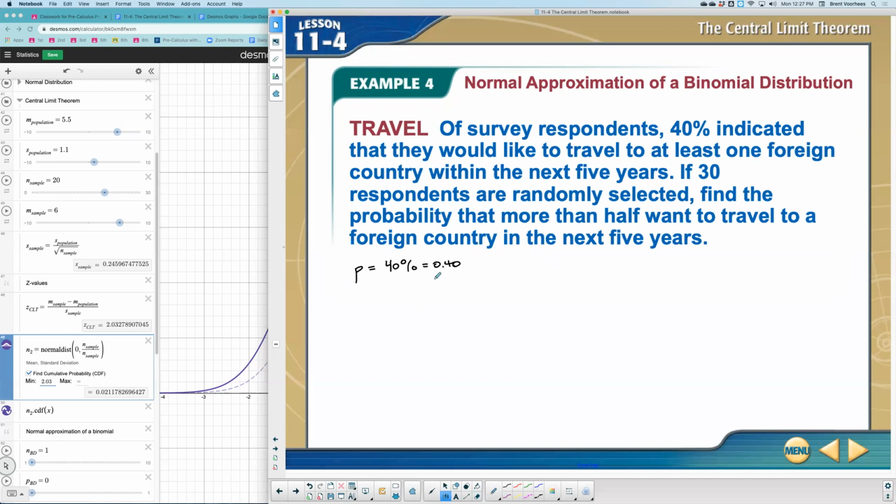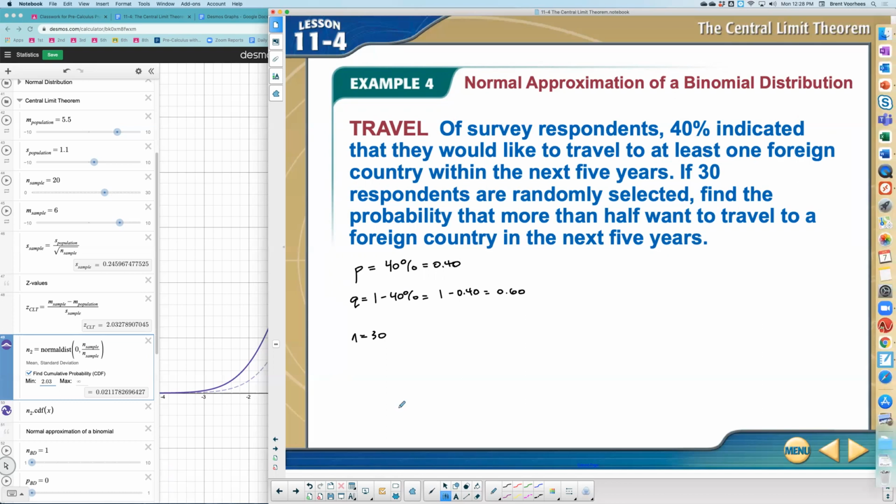Okay, and so if that's the probability of the good result, the probability of a bad result would be 1 minus 40%, or 60%, which is equal to 1 minus 0.40, which equals 0.60 or 60%. So that's the probability of q, or the probability of failure, if you will. It says that's the probability of traveling to one foreign country within the next 5 years. If 30 respondents, so that's our n equals 30, are randomly selected, find the probability that more than half want to travel to a foreign country in the next 5 years.